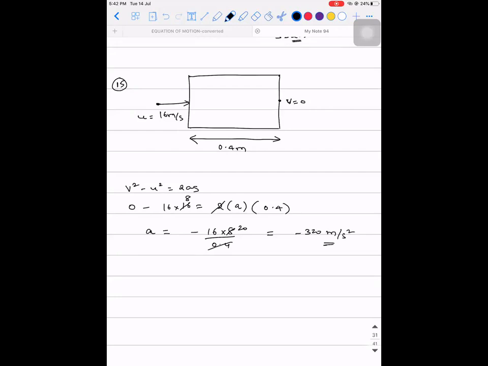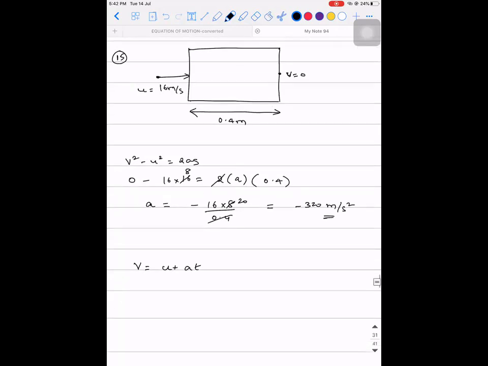They're asking what is the time taken, no? Again, for time, what you can do is apply v is equal to u plus at. Or you can apply s is equal to ut plus half at square also. Both will give you the same answer. But I suggest you go with u plus at because you will get one unknown and one equation. If you use s is equal to ut plus half at square, you will get a quadratic equation.